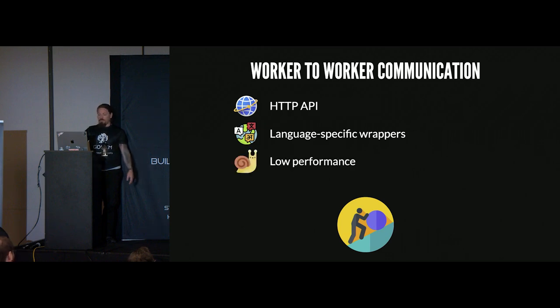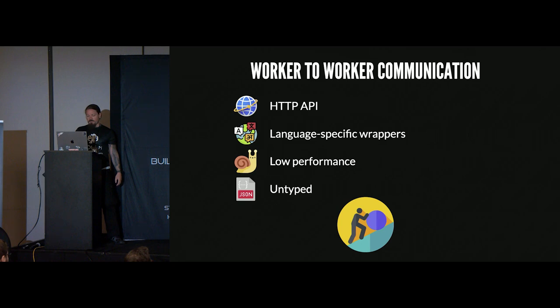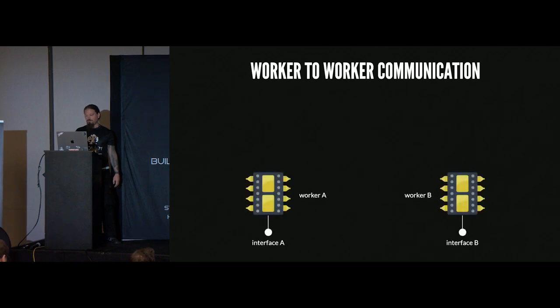And even if we've done that, it will still have low performance, because even if the two workers that are trying to communicate are living in the same process, it would go through many network hops and do all this serialization and everything. And the last thing is that it would be untyped. You have to convert your request into JSON and then parse the response JSON, not having any static type safety on it. So let's try to do something better.